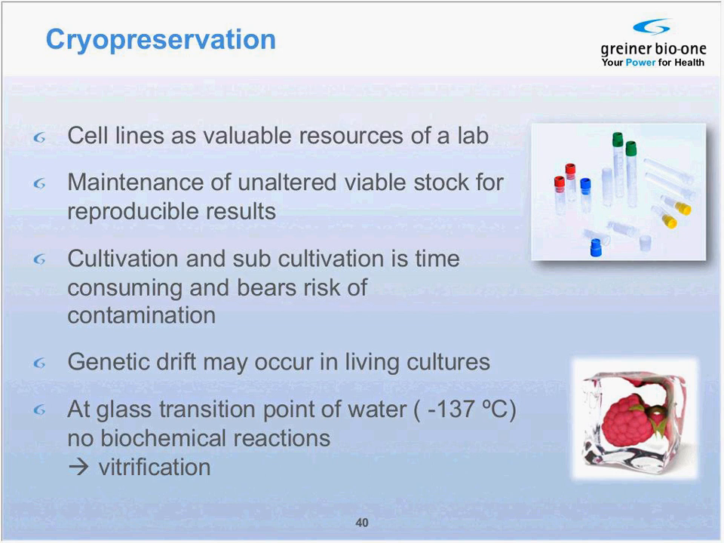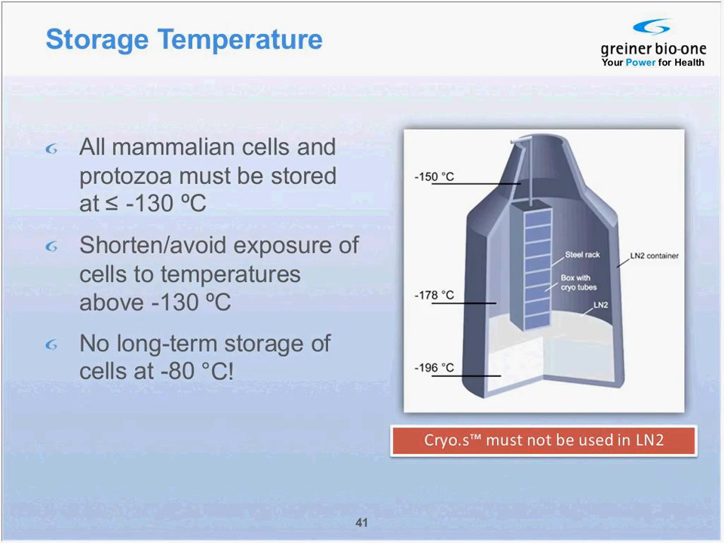The principle of freezing cells is the fact that most cellular reactions freeze at the glass transition temperature of water at minus 137 degrees Celsius. There's not enough energy available for metabolic processes, and there are also no ice crystals due to the absence of liquid water at that temperature. This temperature can be achieved in the gas phase of liquid nitrogen.